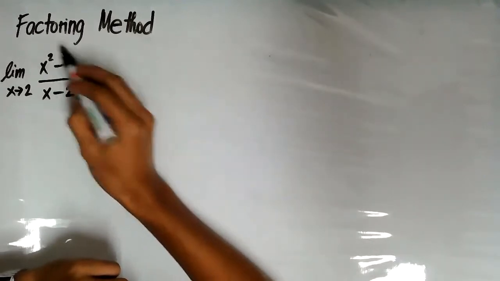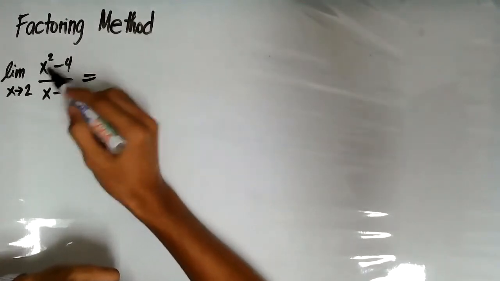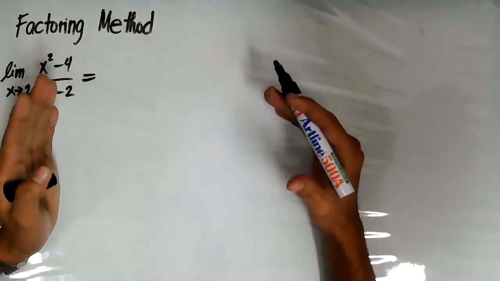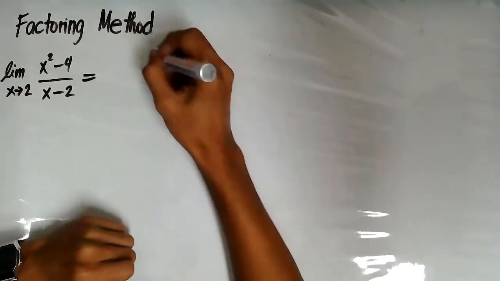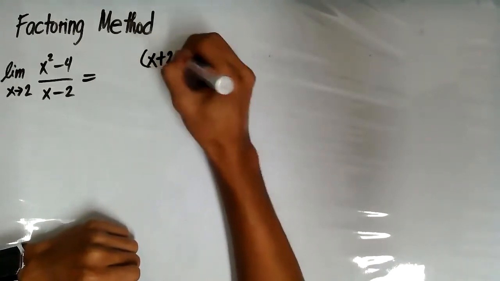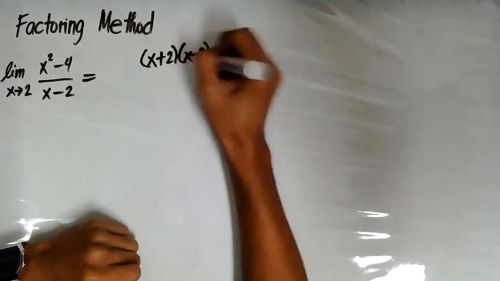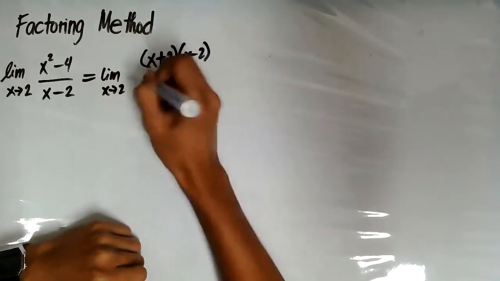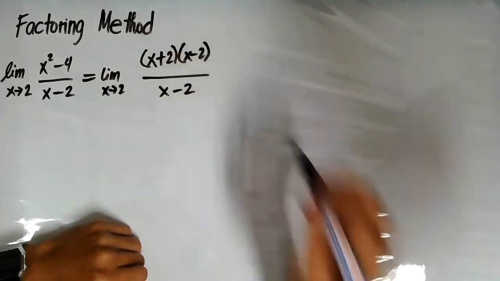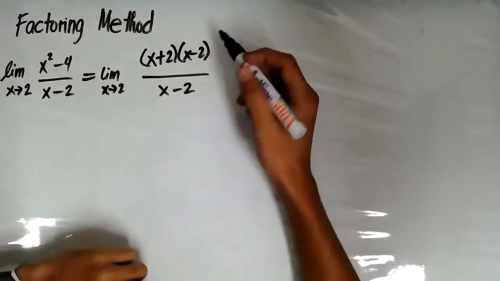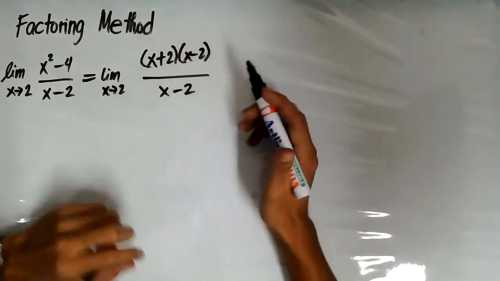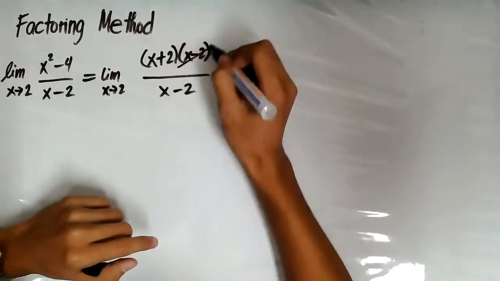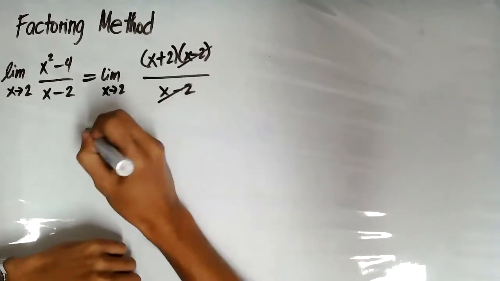As you can see, the numerator is a difference of two squares that can be factored, or expressed as the product of its factors, which is x plus 2 and x minus 2. So let's put here the limit as x approaches 2 of (x plus 2)(x minus 2) all over x minus 2. As you can see, the numerator and the denominator have common factors, which is x minus 2 and x minus 2. We can simply eliminate these, and this will be equal to 1.